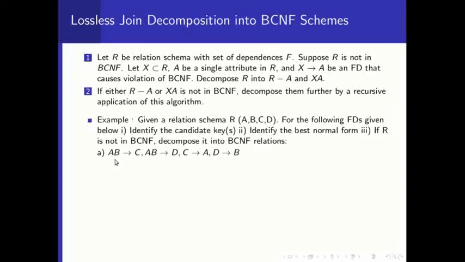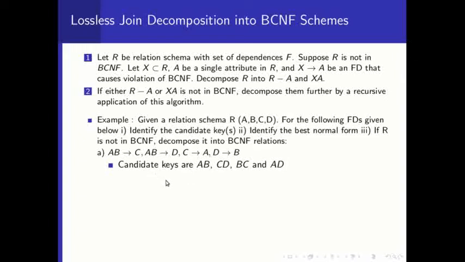What about AC? AC closure will contain only A as well as C, no change. Similarly, AC closure as well as BD closure cannot be a key. Similarly, for BC closure, if you take BC closure, because of C, A will also come.